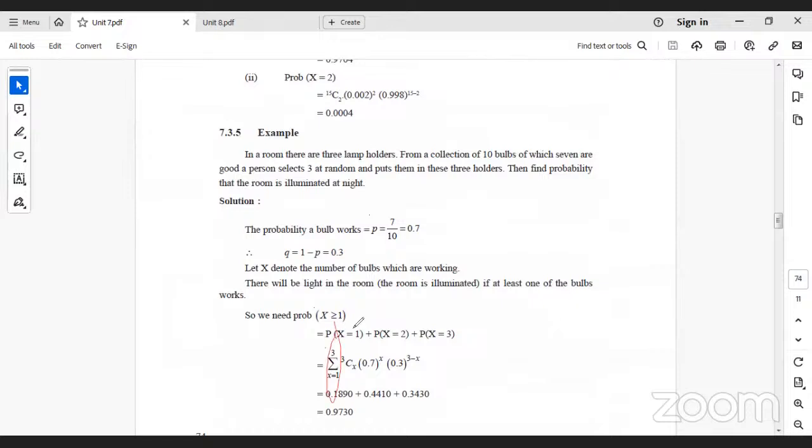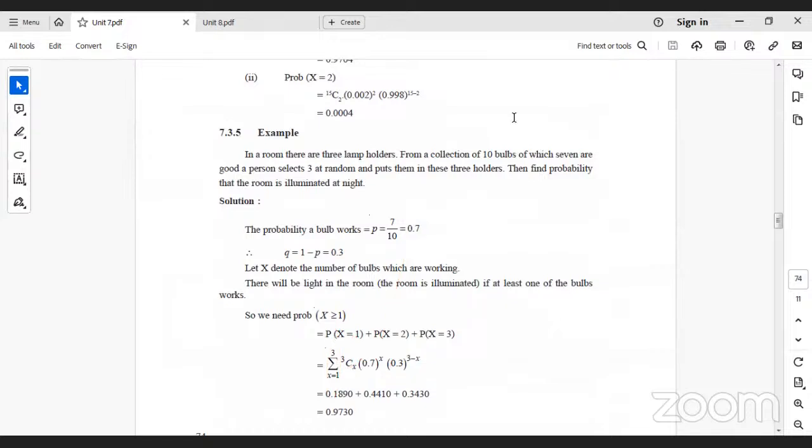Summation of x equal to 1 to 3, nCx p power x and q power x. That is 0.7 power x and 0.3 power 3 minus x. We are taking the value of 3Cx, so we are applying the same values here. What are the x values we are substituting here? The output we are getting is 0.189, 0.100.